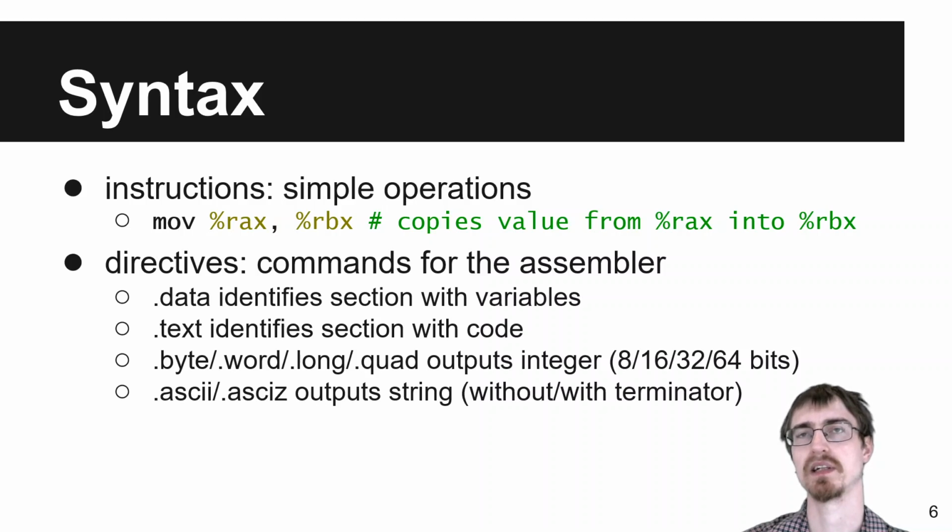Some other commands include defining some data. So the byte, word, long, and quad simply output an integer directly, based on size. So byte corresponds to 8 bits, or 1 byte. Word corresponds to 16 bits, that is 2 bytes. Long corresponds to 32 bits, or 4 bytes. And quad corresponds to a quad word, that is 4 times 16, or 64 bits, 8 bytes.